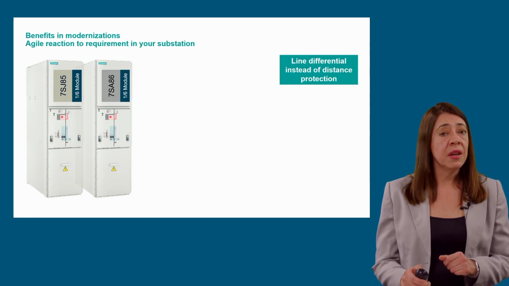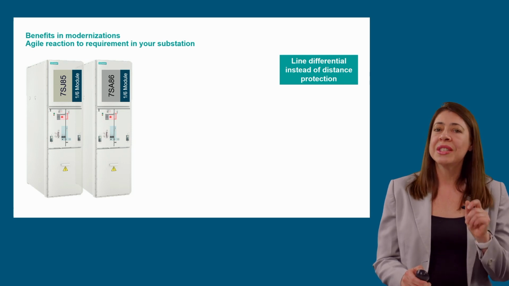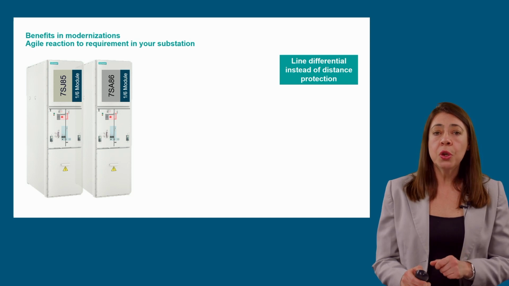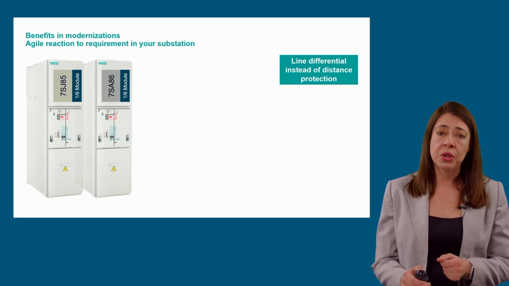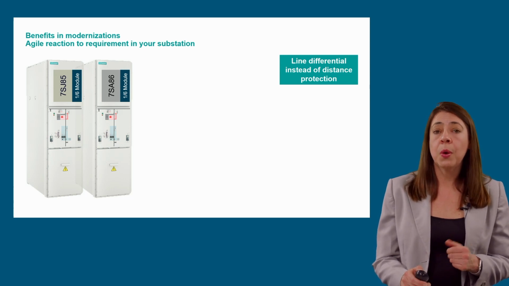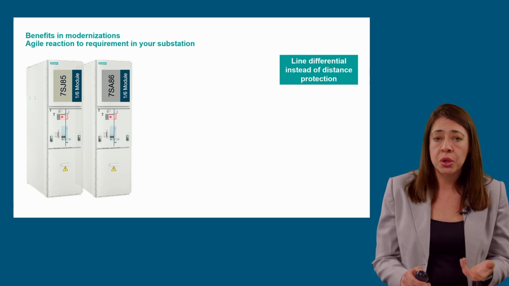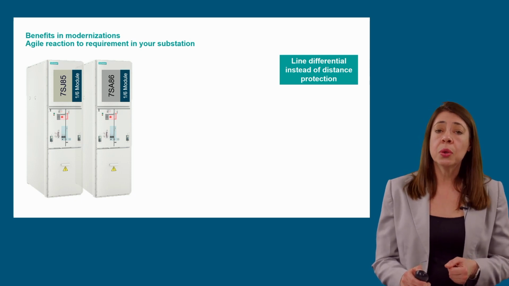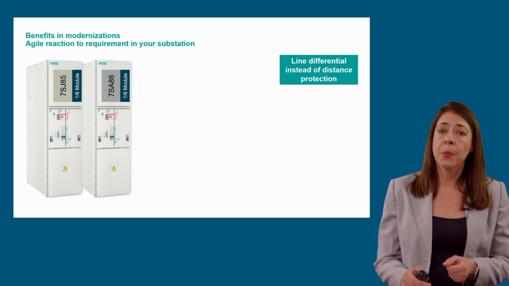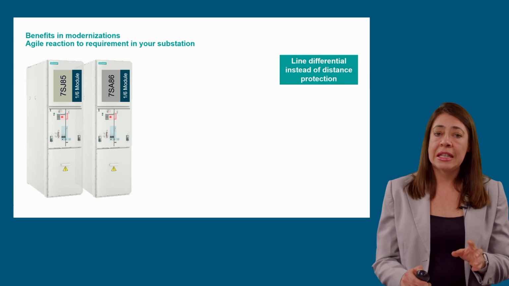And even if you have an installation with typified devices, you could still benefit from a universal device. Let's assume you need to exchange a protection device for any reason. For example, because the grid is developing due to the addition of new generation, and as a result, you need to replace the existing distance protection by a line differential protection in this line bay.